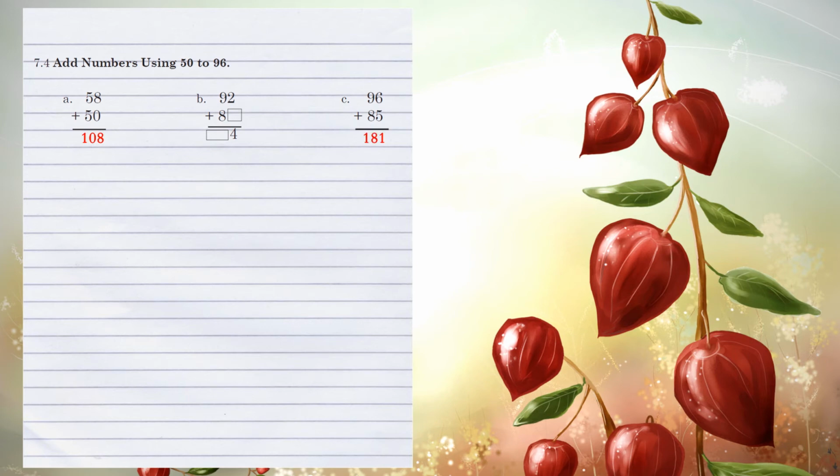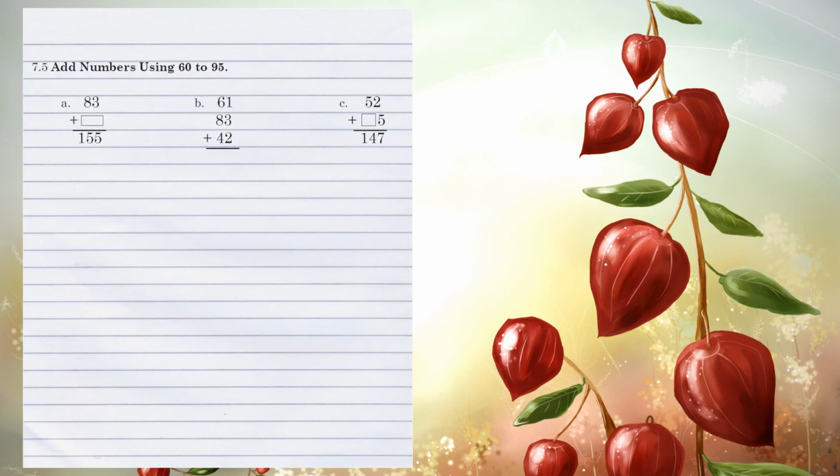Let's look at example B. We have some missing numbers going on here. Let's look in the ones column to begin with. 2 plus what number equals 4? 2. Now let's look in the second column. 9 plus 8 is 17. So our final full answer is 174.